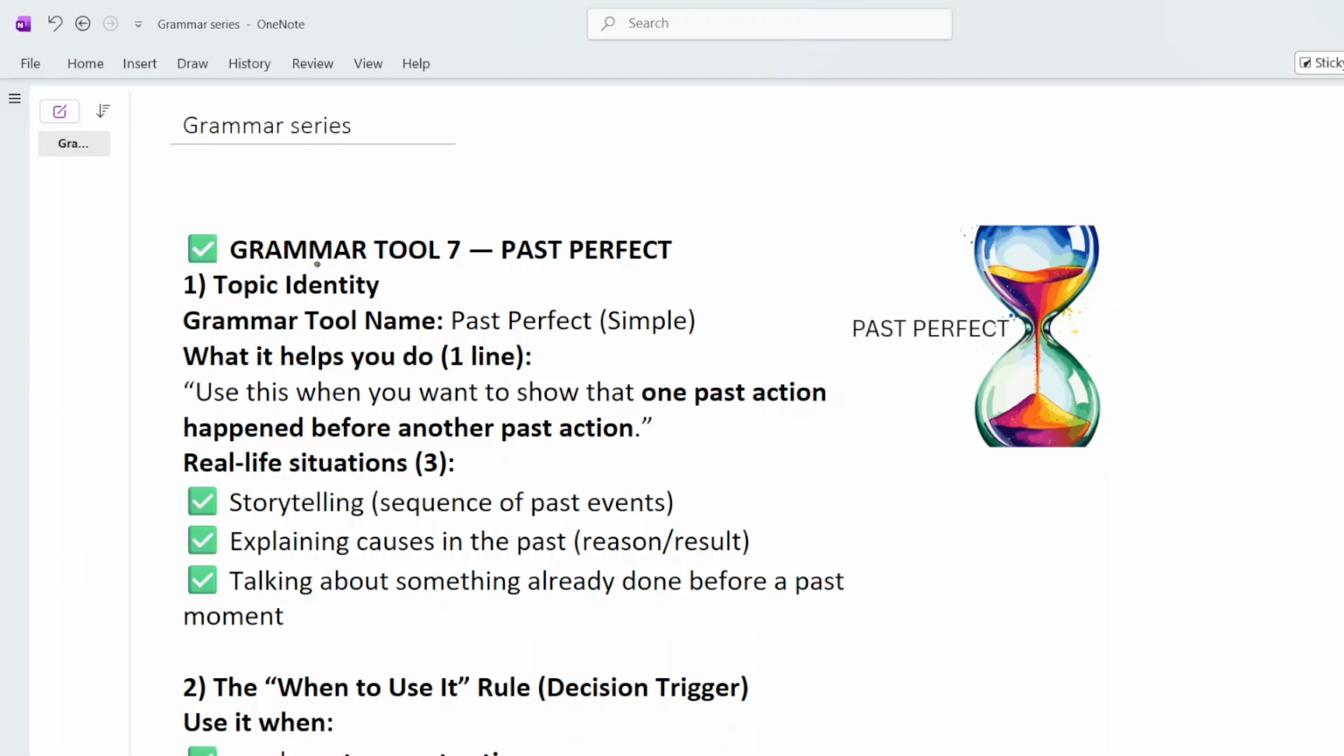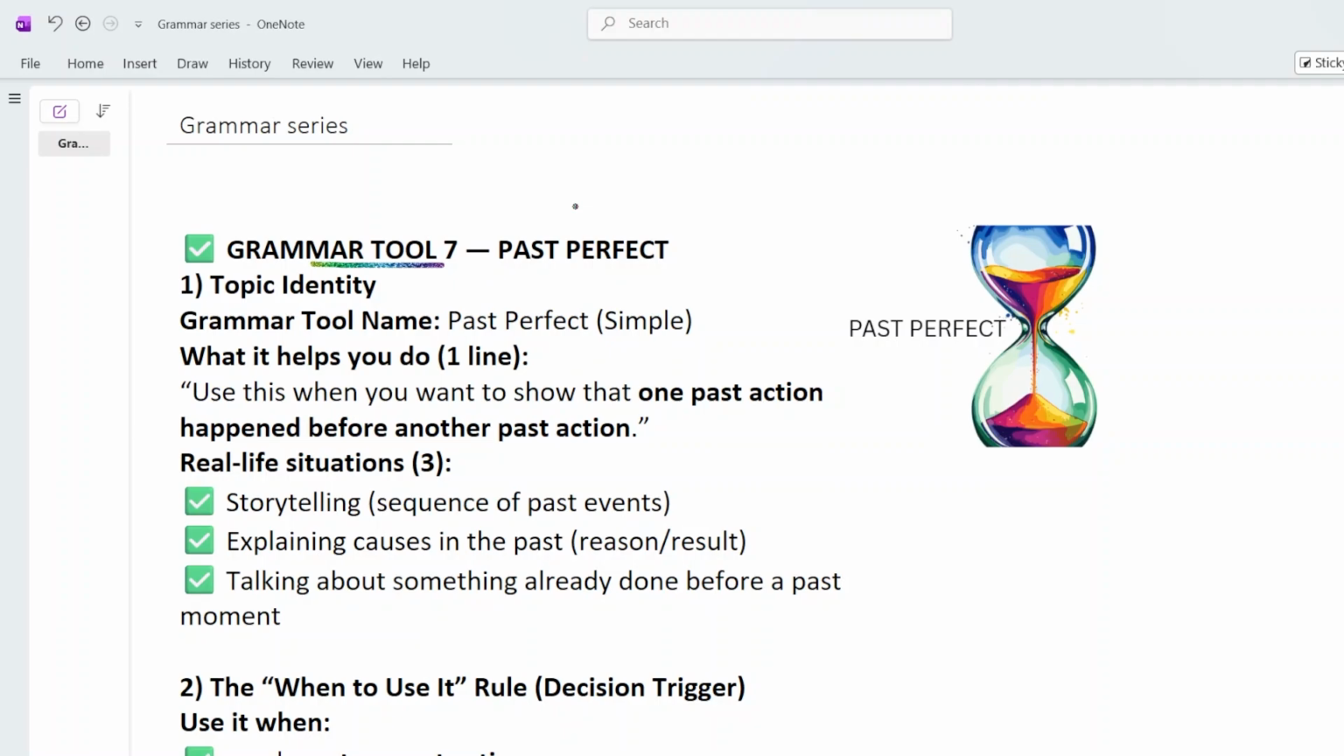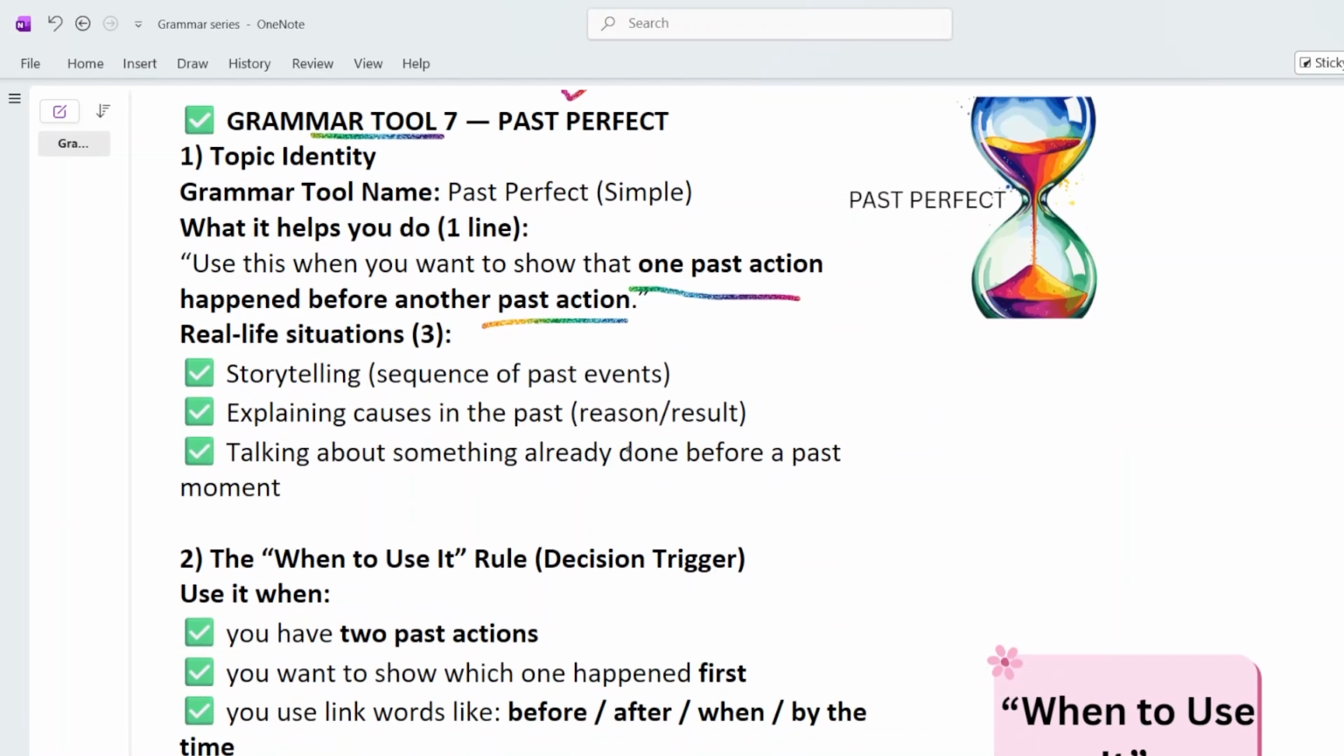Okay, this is grammar tool number 7, in reference to past perfect tense. You can use this when you want to show that one past action has happened before another past action. That's it. You can use this particular tense for storytelling, that is, showing a sequence of past events, explaining causes in the past, giving a reason or a result-oriented explanation, and talking about something already done before a past moment.